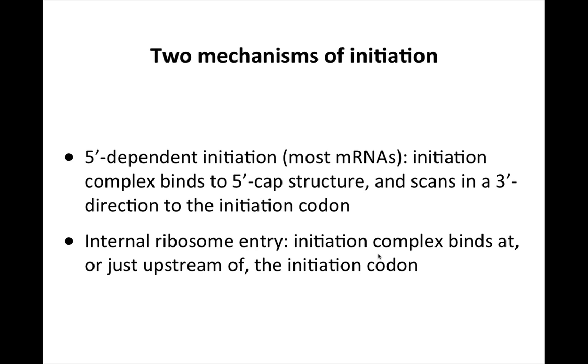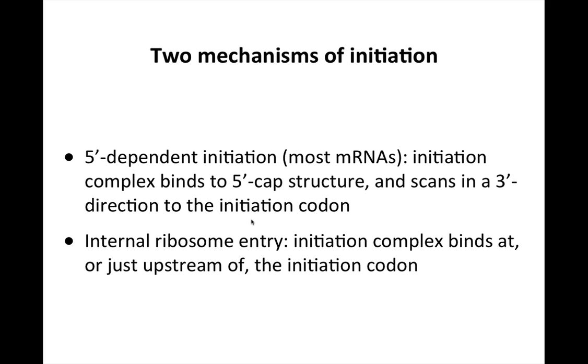Now, in eukaryotic cells, we now recognize two distinct mechanisms of protein synthesis initiation. There's 5' dependent initiation, which is done on most mRNAs, and in this mechanism, the initiation complex binds to a 5' cap structure and then scans to find the initiation codon. And up until the 1980s, it was thought to be the way that mRNAs were translated.